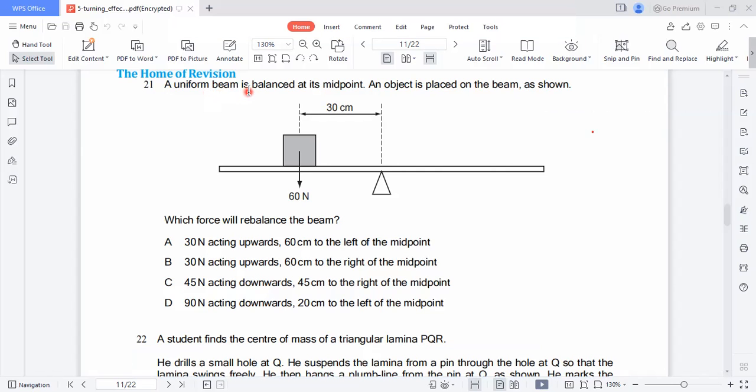A uniform beam is balanced at midpoint. Here is a midpoint. An object is placed on a beam as shown in figure.